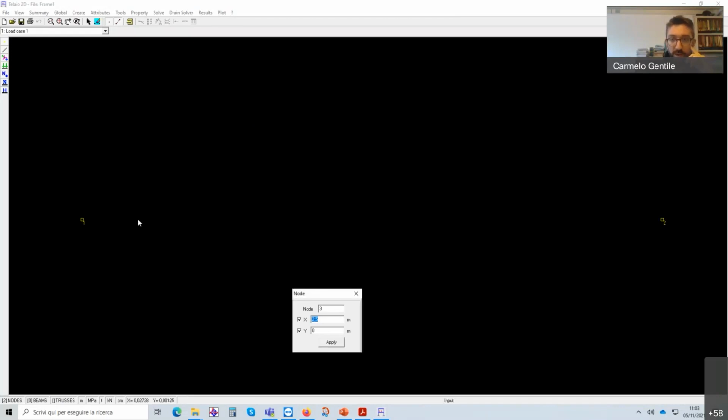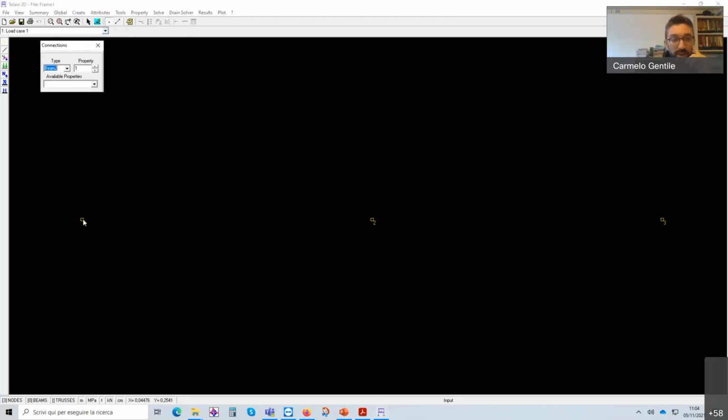So we have node 1 and we have node 2. Node 3 will be, in meters, equal to 5. Okay, so first step, we have created the nodes. Then we create the element. We click create element. We select this.